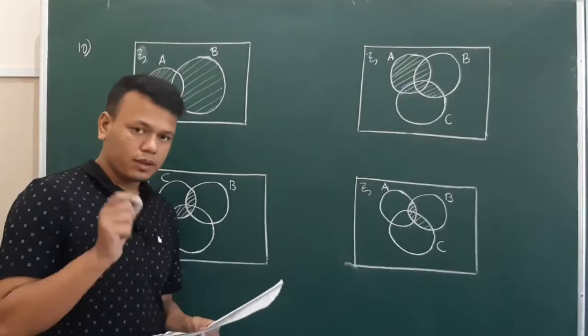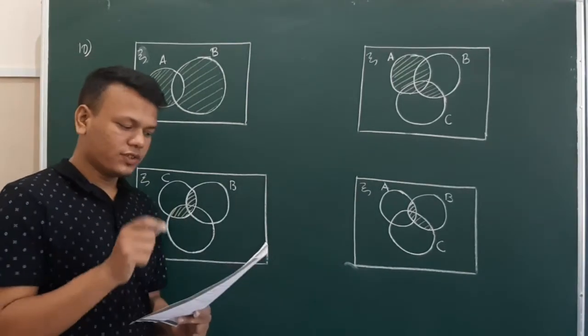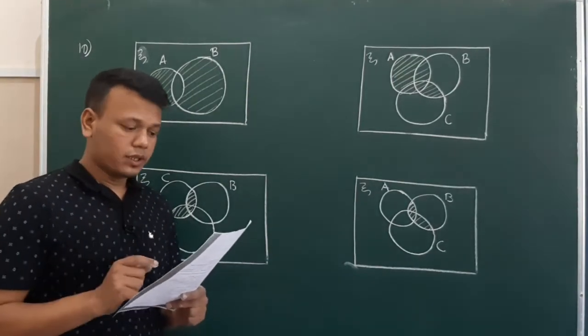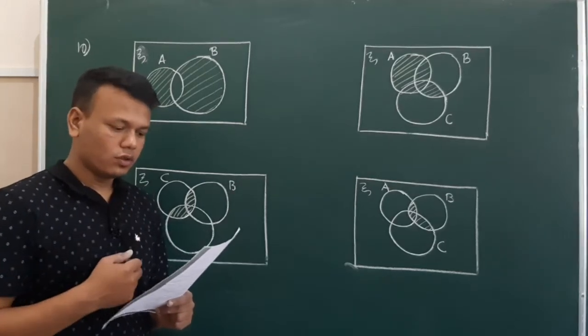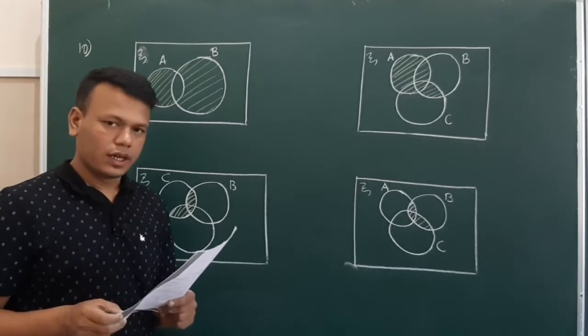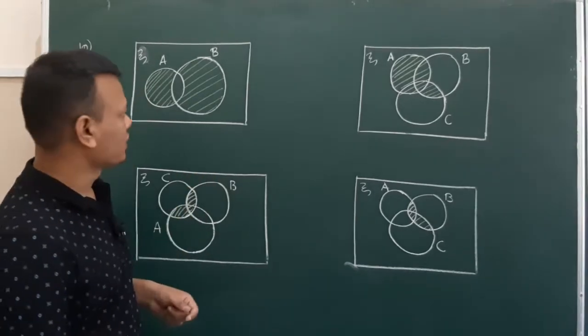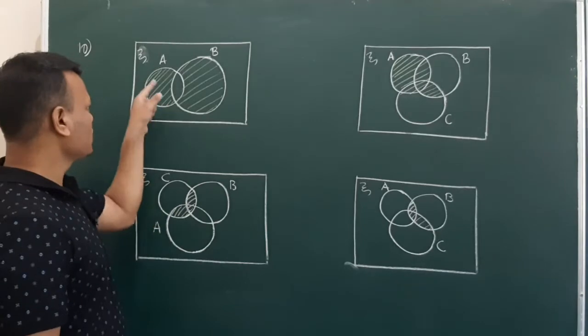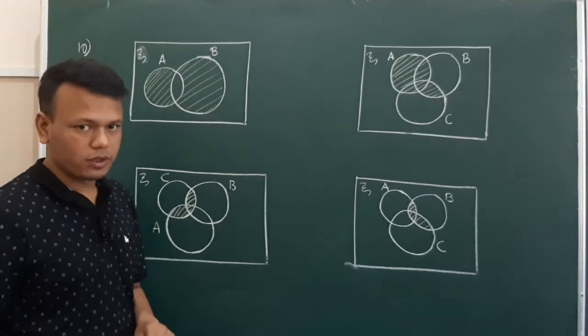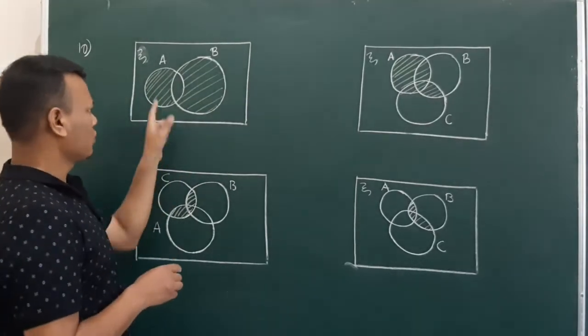So dear students, be very attentive with this question. Question says, this is question number 10. What is represented by the shaded region in each of the following Venn diagrams? So there are 4 Venn diagrams given to you and you need to tell me what these shaded portions represent. Okay, so this is very simple.